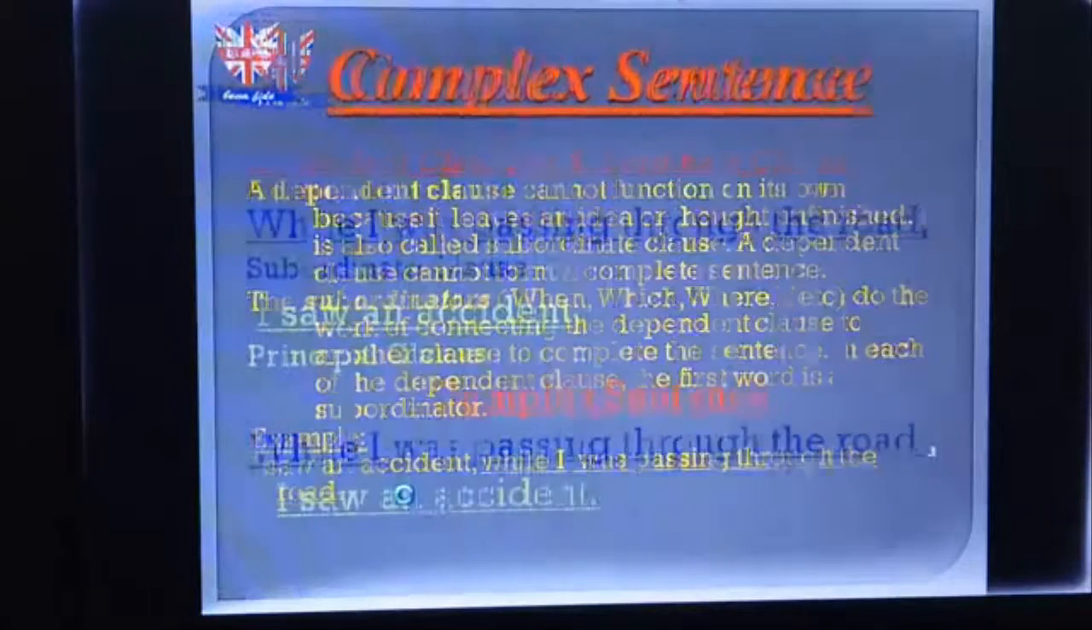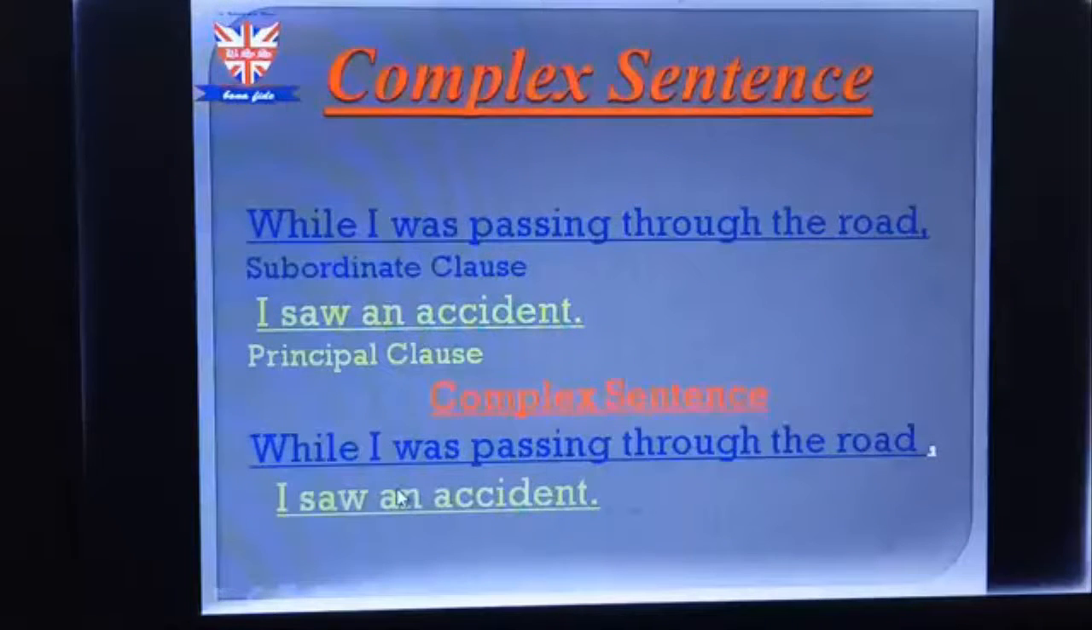Let's go for the final example of complex sentence: while I was passing through the road, I saw an accident. I saw an accident is the principal clause, and while I was passing through the road is the subordinate clause. And the complex sentence will be, while I was passing through the road, I saw an accident. One part is incomplete, another part is complete. You have to keep that in your mind.